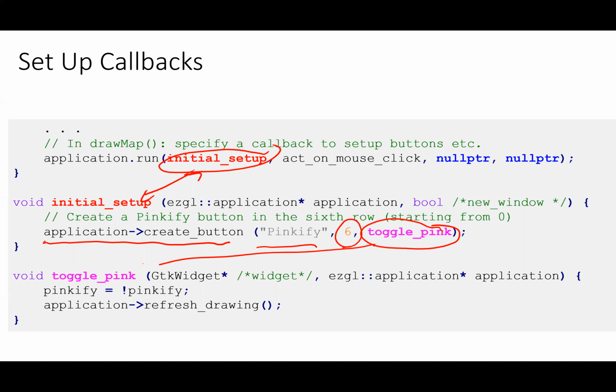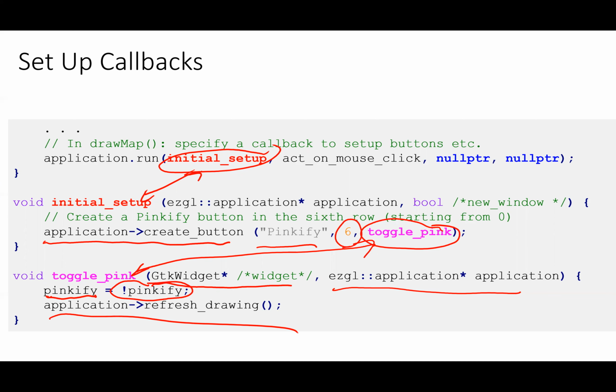Now I need to write that function. That function has to take this signature, takes the EasyGL application pointer, because without that, I can't do much. And it also takes a pointer to the GTK widget, which I'm going to ignore. I don't need it, but it's passed to me in case I need it. All I do in this is there's a global variable that I've made called pinkify. It's a bool. If it was true, I make it false. If it was false, I make it true. So it's just a toggle. And then I basically force a redraw.